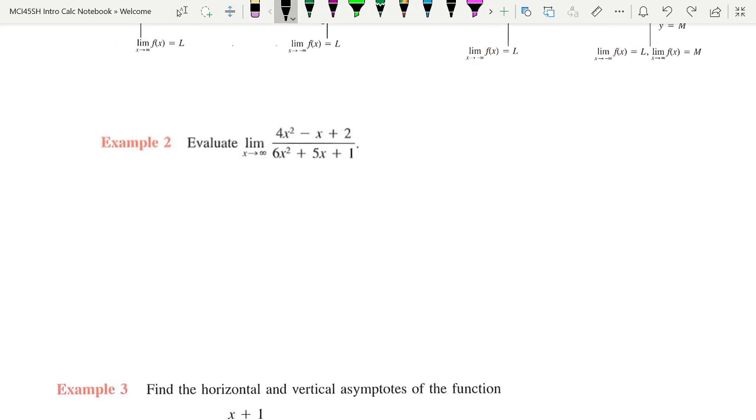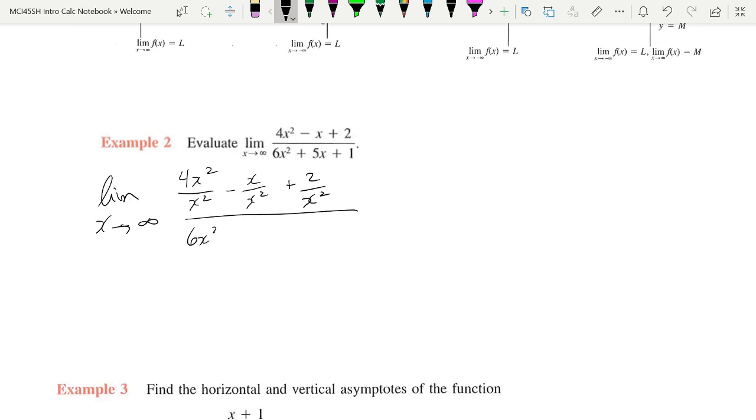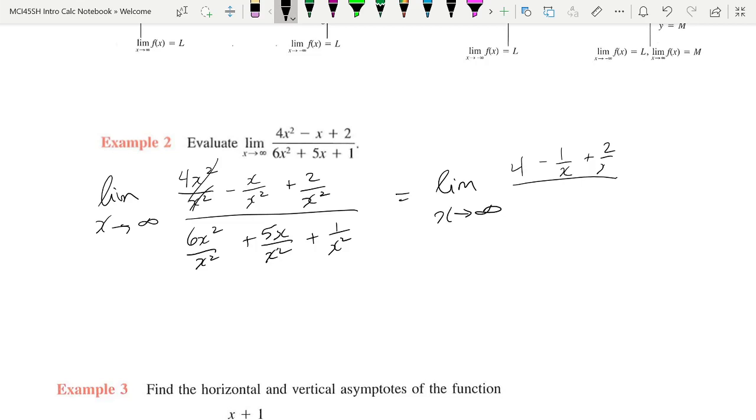Let's evaluate that guy. Same trick: the limit as x approaches infinity. What I'm going to do with this is divide everybody by x squared, or again, I'm multiplying top and bottom by 1 over x squared. We haven't done this in a while. Months ago we did that unit. So that's going to be the limit as x approaches infinity of, this guy's just going to be a 4. This guy's going to be minus 1 over x. This one doesn't simplify: 2 over x squared. This one's just going to be a 6 because those x squareds cancel, plus 5 over x plus 1 over x squared. Now, as x gets infinitely big, these things just get closer and closer to 0, right?